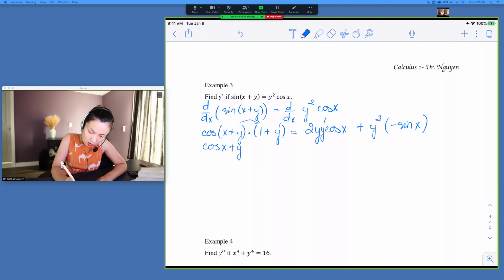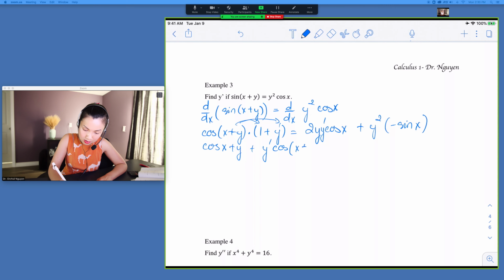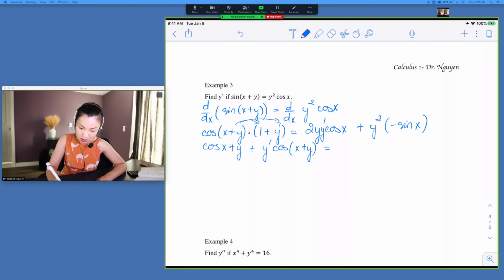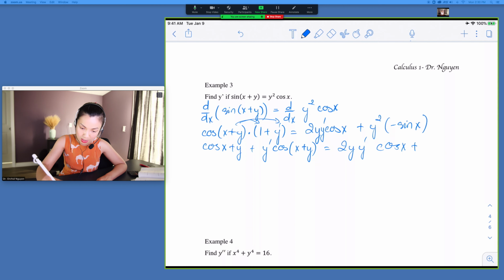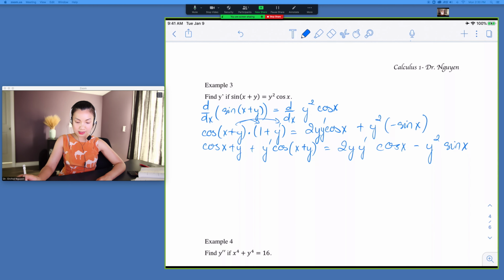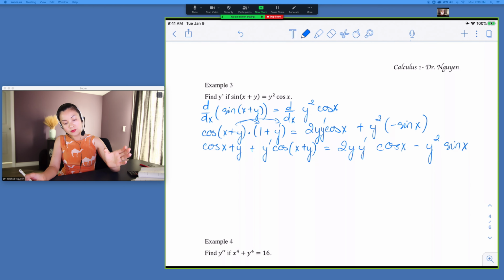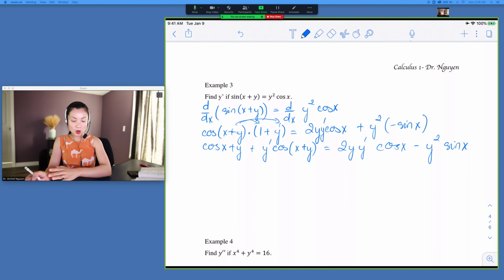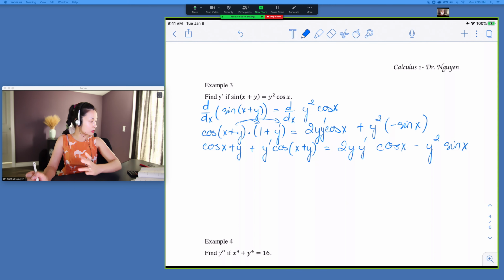So this is what I'm talking about. Plus y prime cosine of x plus y. 2y y prime cosine of x minus y squared sine of x. All right, we're going to move all the y prime to one side and everything else to the other side.